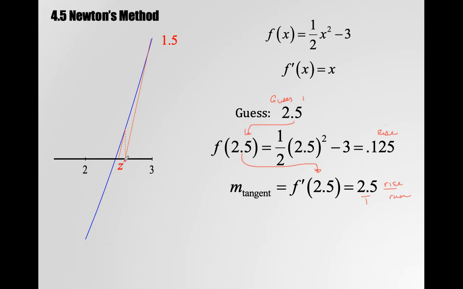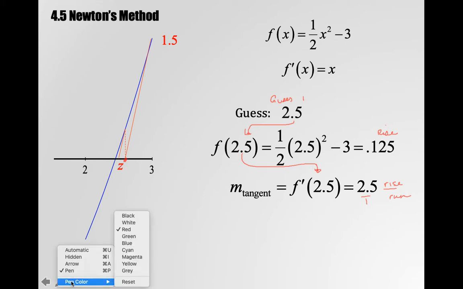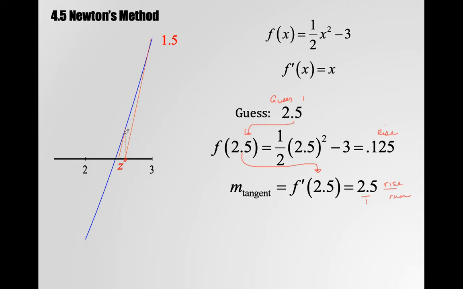Notice that this now becomes the x-intercept of the tangent line, the previous guess. I draw a new tangent line at the point 2.5, comma 0.125. Draw a new tangent line, look at its x-intercept, and look, I'm getting closer to the actual one, just by drawing tangent lines, right? Sliding down this curve, drawing tangent lines and finding x-intercepts of the tangent lines gets me closer and closer to the actual x-intercept. Crazy, right?